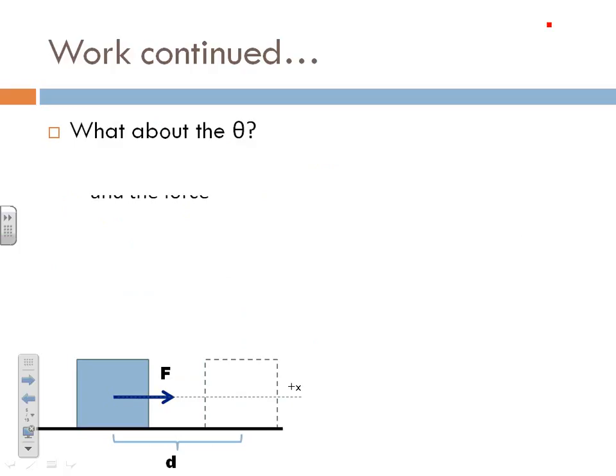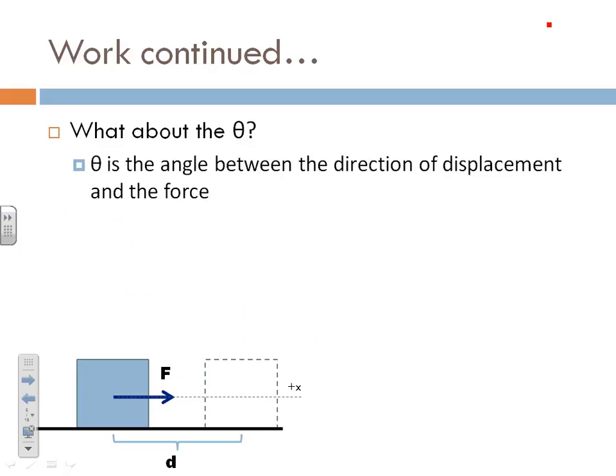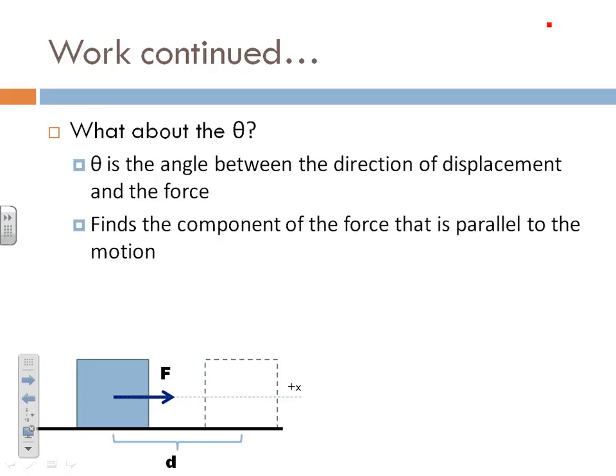So what about the whole theta thing? Theta is the angle that goes between the direction of the displacement and the force. In the picture down below here, our object is moving from the left to the right. So it's actually moving to the right, and that's the direction of the displacement. So that is going to be where we point our positive x-axis. We're going to see how this is going to change when we do some of our examples. So theta helps us find the component of the force that is actually parallel to the motion. That's where the cosine theta actually comes into play. So the cosine is going to help us find the parallel part.